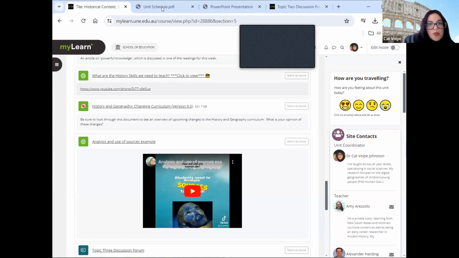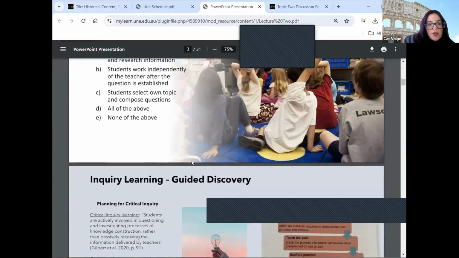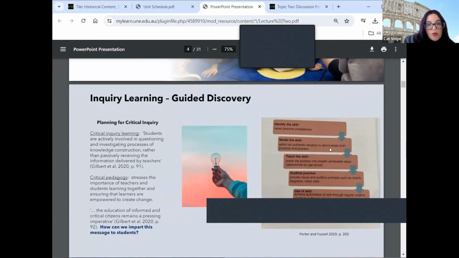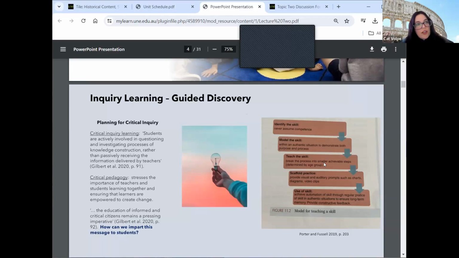I want to come back to just looking at this for a moment. You'll notice in the lecture last week that I went through this model for teaching the skill, which is actually in that Porter and Fussell chapter. And you will see me come back to this. You will see it come up in the notes for the first assignment. I will come back to it again in the second assignment, and you will see it threaded throughout this unit because it is a great model for us to remind ourselves of the different things that we need to be thinking about when we are teaching our students skills. So we can walk through this model this week in the tutorials as well.